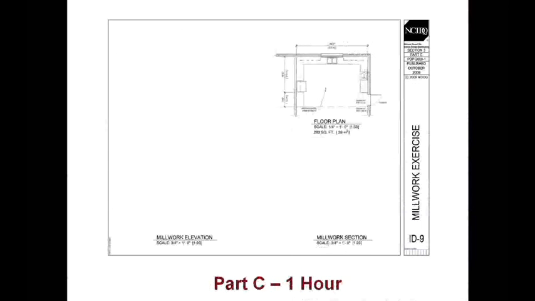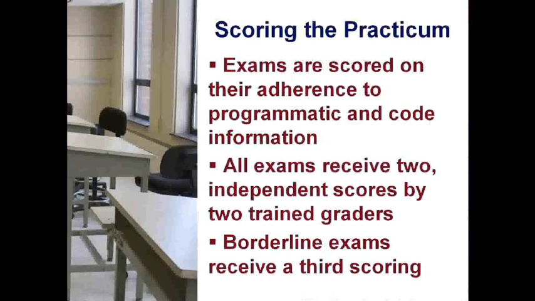And finally, the millwork exercise. Candidates will draw a plan view of a required millwork solution. They will then draw elevations and draw a section at an element that requires accessibility. This exercise will be either commercial or residential. Scoring the practicum will be primarily focused on the candidate's adherence to the programmatic and code information. All exams will receive 2 independent scores by 2 trained graders, and any exam exercises that receive borderline scores will then receive a 3rd scoring.